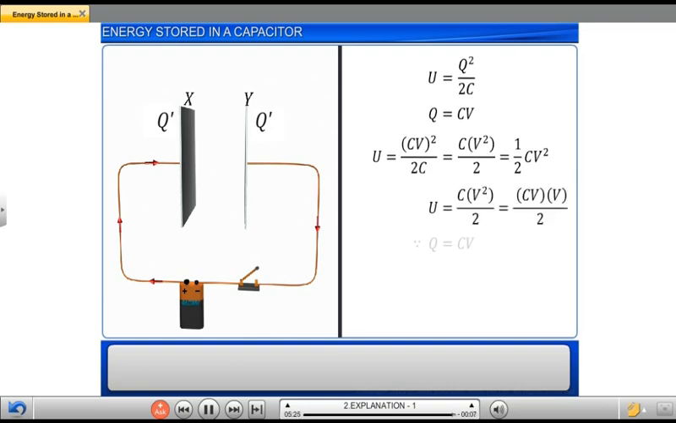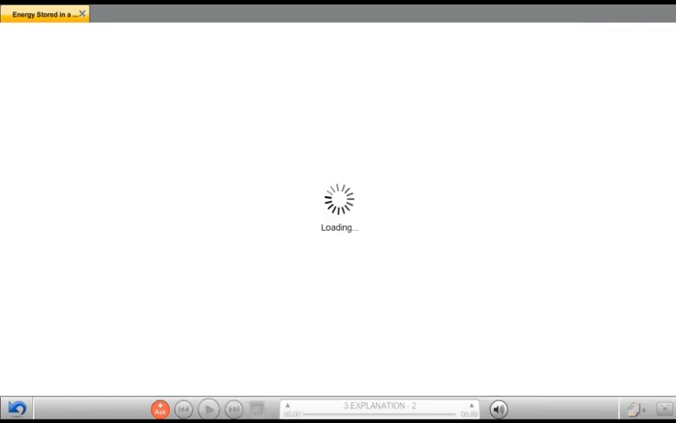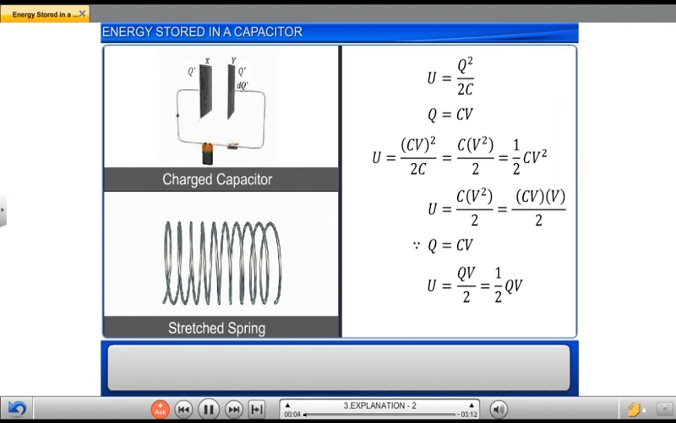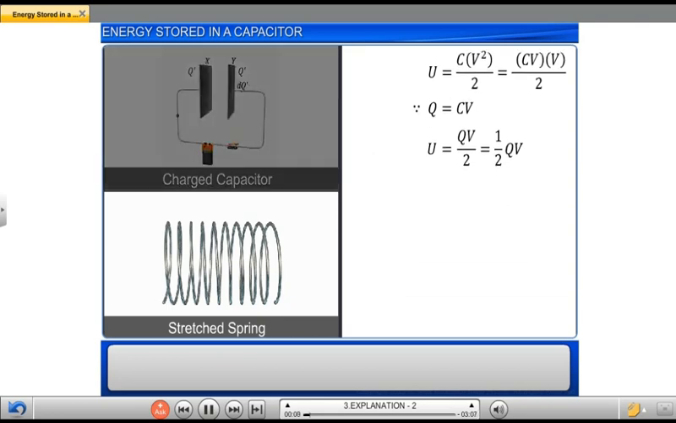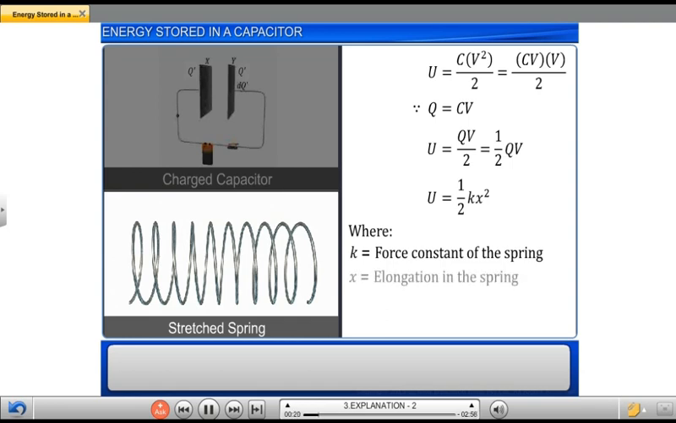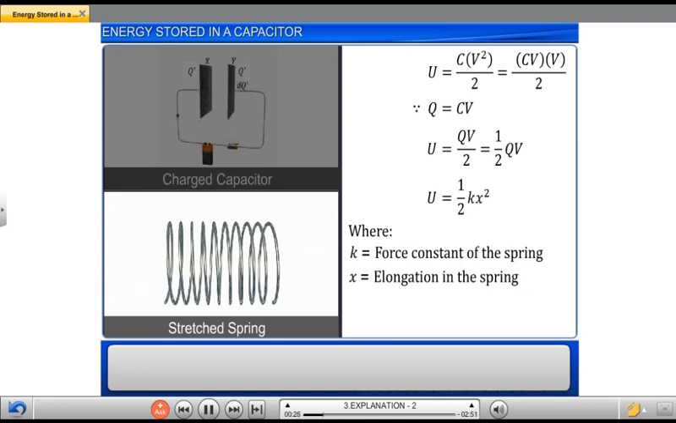Now, since Q is equal to CV, U is equal to half QV. A charged capacitor is analogous to a stretched spring. When the spring is stretched, it stores elastic potential energy U equal to half kx squared, where k is the force constant of the spring and x is the elongation in the spring. When released, the spring loses the stored elastic potential energy.